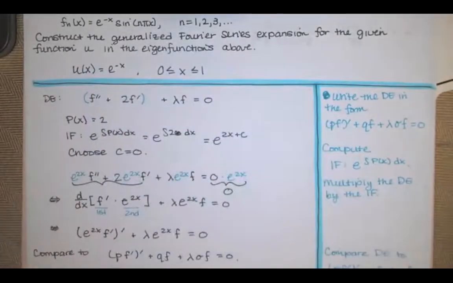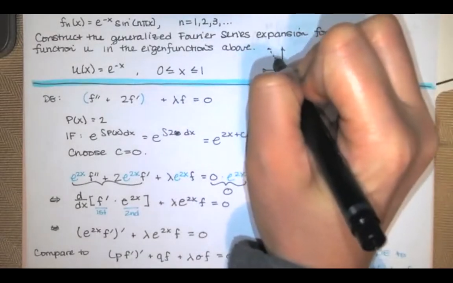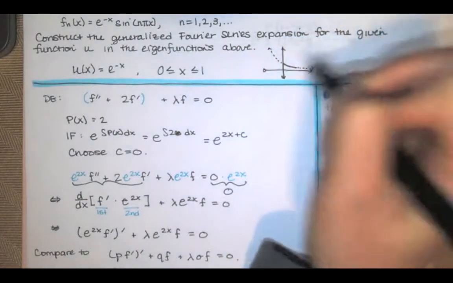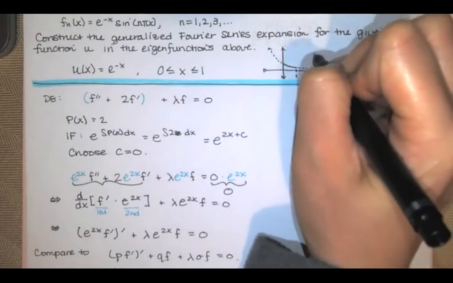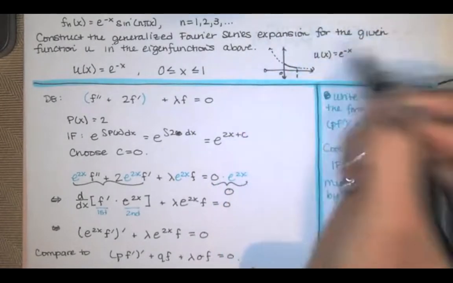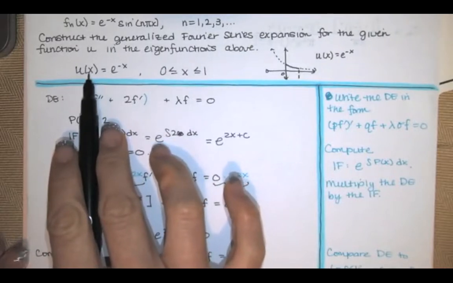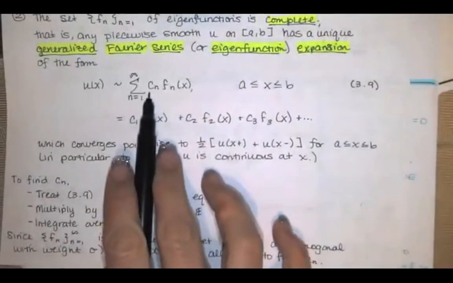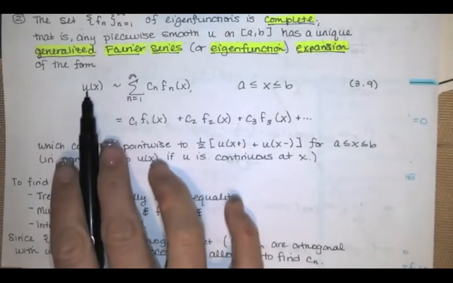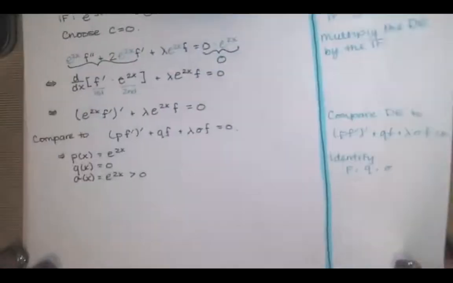Notice that the function e to the negative x, it's just this function that looks like this. That function is continuous on the interval from 0 to 1. So when we say that this corresponds to this eigenfunction expansion, we actually use an equal sign there, because this series will converge pointwise to this because the function is continuous over the interval of interest.